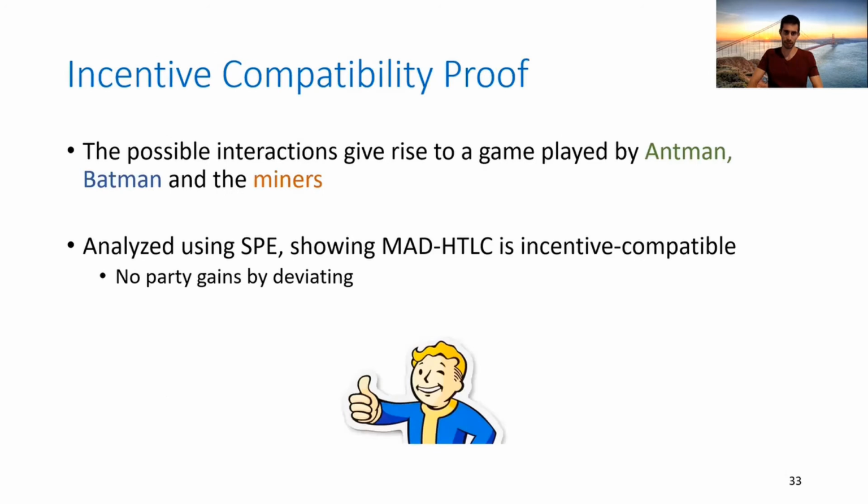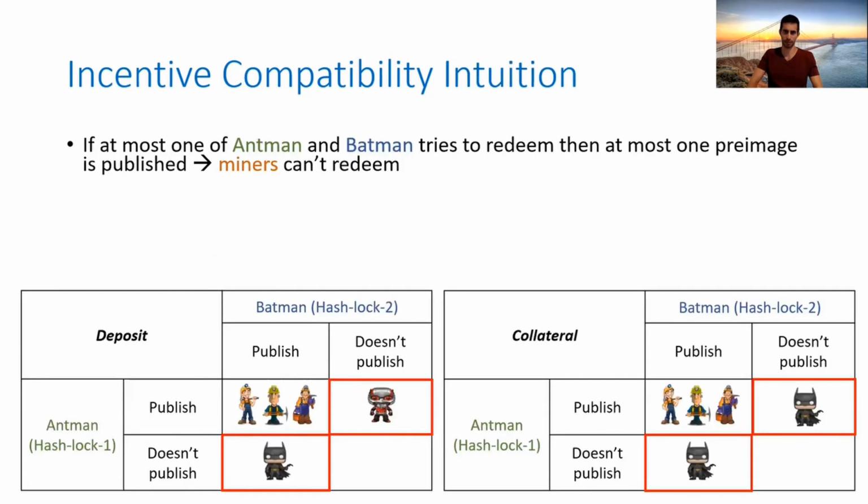The possible interactions with the contract give rise to a game, played by Ant-Man, Batman, and the miners. We use subgame perfect equilibrium analysis and show MAD-HTLC is incentive compatible. No party gains by deviating. I'll give some intuition. Consider that only one preimage is published. Then the miners do not know the other preimage and can get the tokens. This scenario matches the intended behavior.